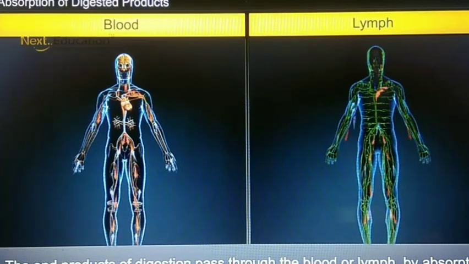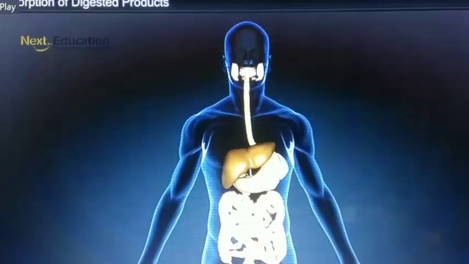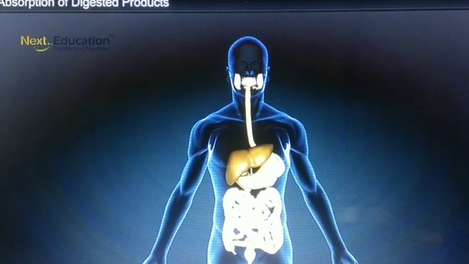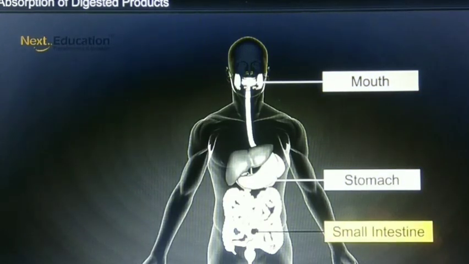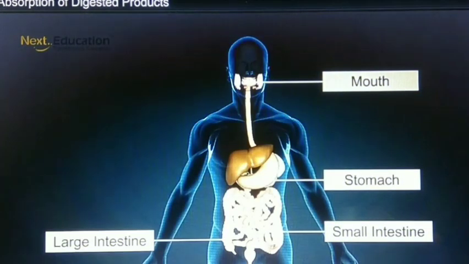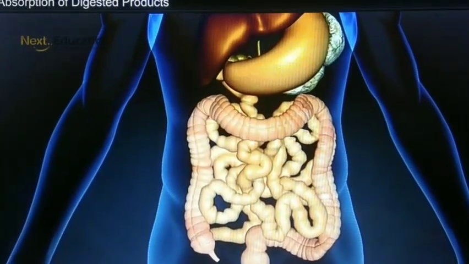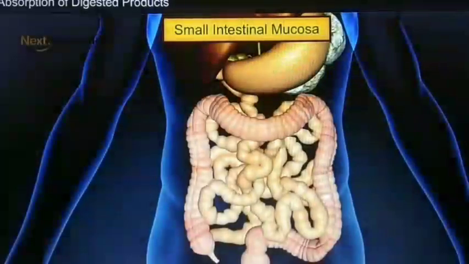So the end products of digestion pass through the blood or lymph by absorption. Other than the small intestine, the process of absorption takes place in the mouth, stomach, small intestine and large intestine. Now the process of absorption we'll see in detail.